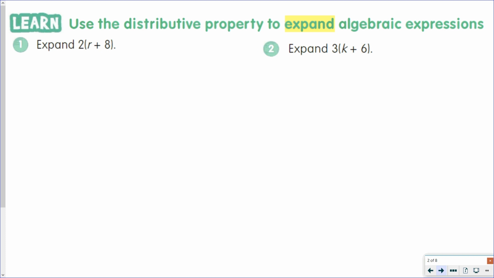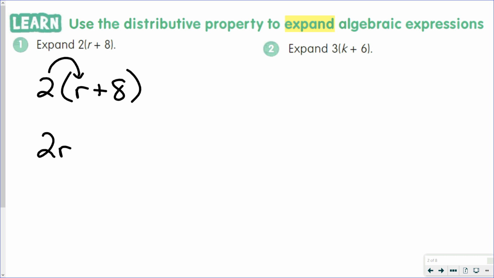So here, I'm just going to rewrite this. We have 2 times the quantity r plus 8. And so what the distributive property tells us to do is we need to multiply everything inside the parentheses by 2. So we're going to start by taking 2 times r, which is 2r. And since we're adding, we're going to continue to add. And 2 times 8 is 16. So we're going to get that down to 2r plus 16.